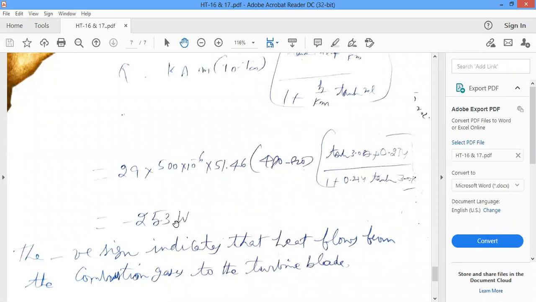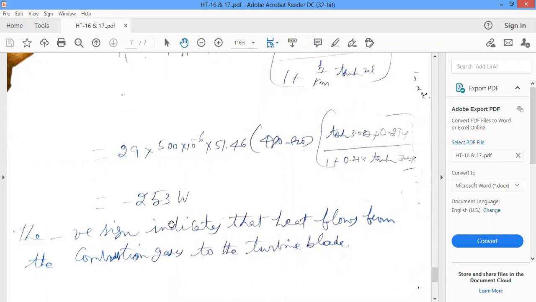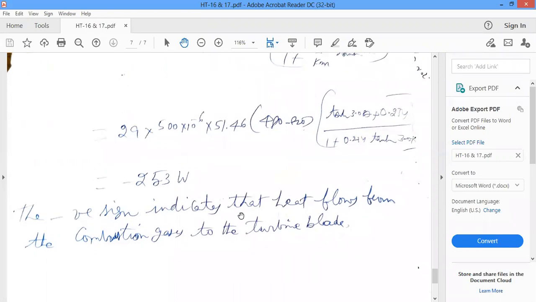Minus 253 watts is the heat transfer rate through this one. The minus sign indicates that heat flows from the combustible gases to the turbine blade. That is generally reverse, so the minus sign indicates that. Here heat is transferred from high temperature 820 to 480. That's why the minus sign, minus 253 watts. The negative sign indicates that heat flows from the combustible gases to the turbine blade.